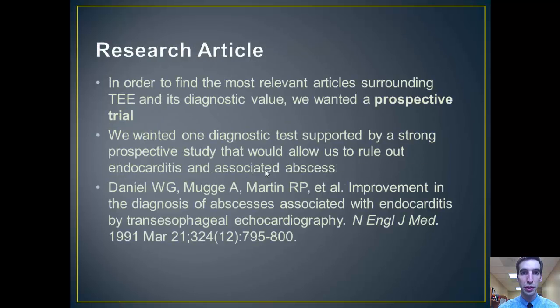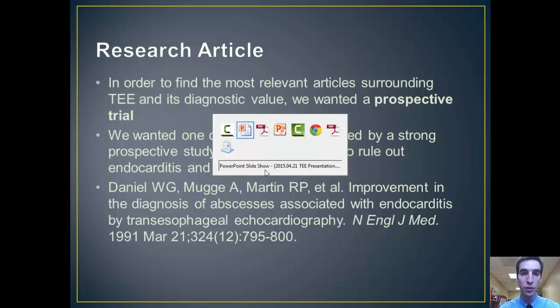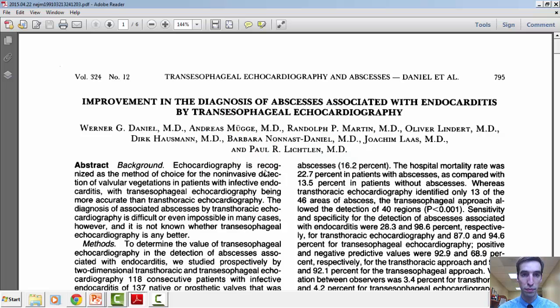Next, our team looked through the existing medical literature for an article that would support our use of the transesophageal echocardiogram in our current clinical scenario. We wanted one diagnostic test, like the TEE, supported by a strong prospective study that would allow us to rule out endocarditis and associated abscess. We found this study in the New England Journal of Medicine. The study is called Improvement in the Diagnosis of Abscesses Associated with Endocarditis by Transesophageal Echocardiography.